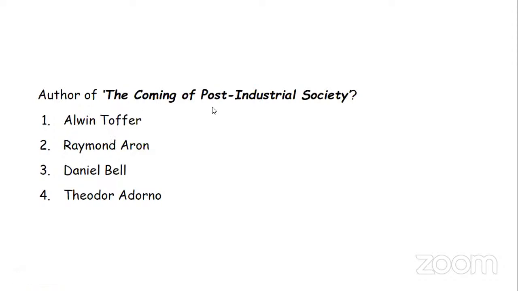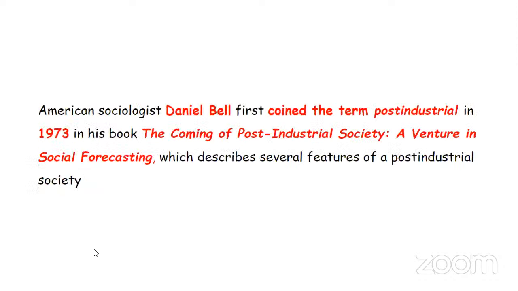Author of the book, The Coming of Post-Industrial Society. Who wrote this book? The options are Alvin Toffler, Raymond Aron, Daniel Bell, and Theodor Adorno. And the right answer is Daniel Bell. American sociologist Daniel Bell first coined the term post-industrial in this book, The Coming of Post-Industrial Society: A Venture in Social Forecasting, which was published in 1973.